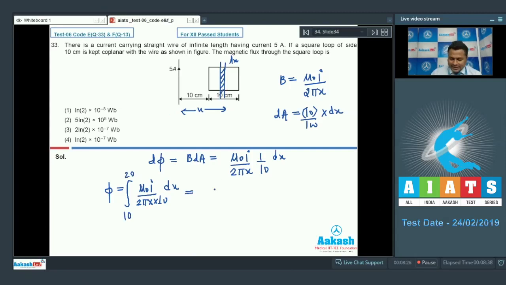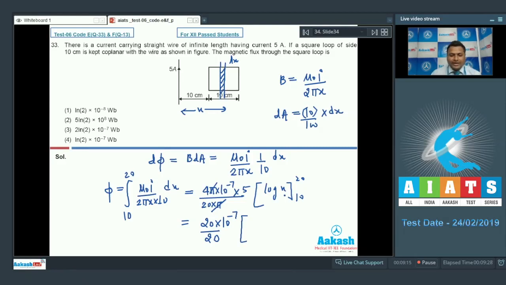Put the constants outside of the integration. You will get mu naught, that is 4 pi into 10 to the power minus 7, multiplied by electric current, that is 5 ampere, divided by 2 into 10, that is 20 into pi, and the rest of the expression will be within the integration. Integration of 1 by x is given by log x, limit 10 to 20. Now 4 pi into 10 power minus 7, pi cancels out, it gets you 4 into 10 to the power minus 7 whole divided by 20.